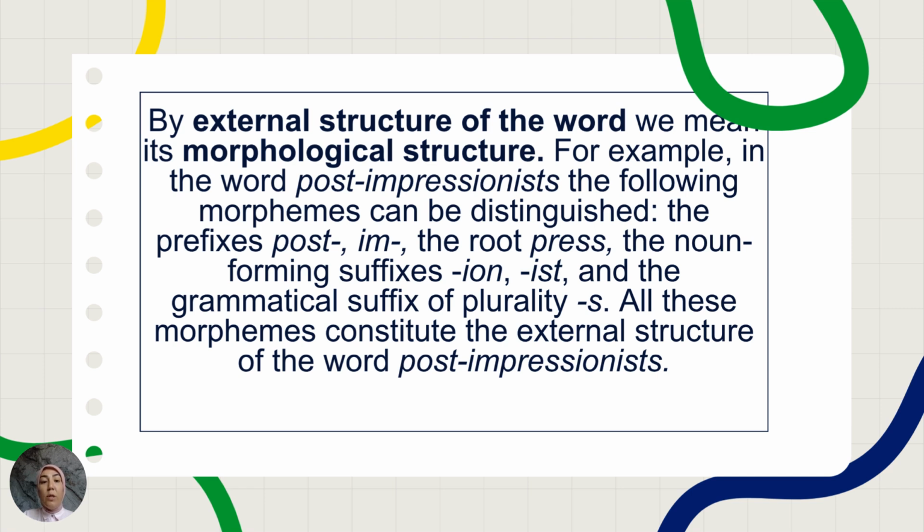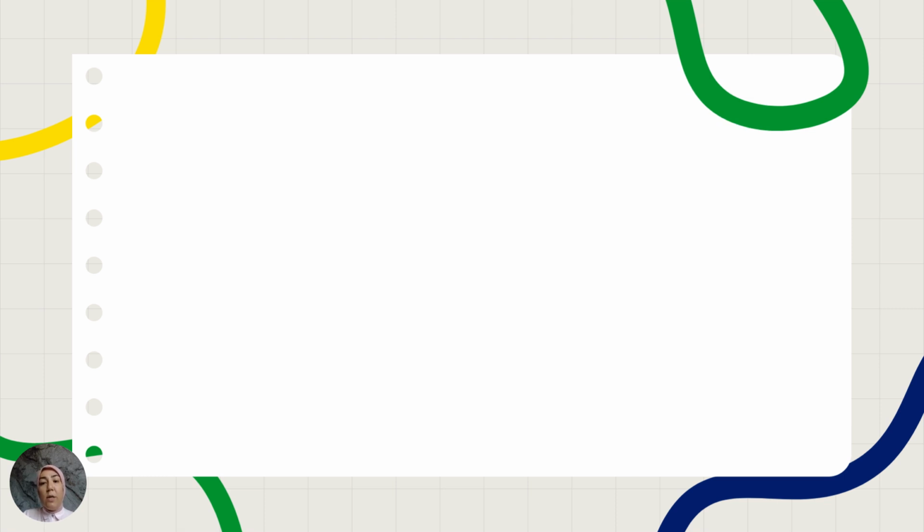For example, in the word post-impressionists, the following morphemes can be distinguished. The prefixes post and im, and the root morpheme is press. The noun-forming suffixes are ion and ist. The grammatical suffix of plurality is s. All these morphemes constitute the external structure of the word. So, the word post-impressionists consists of 1, 2, 3, 4, 5, and 6 morphemes. So 6 parts, 6 meaningful parts. We will come back to these types of morphemes in our video lecture today.